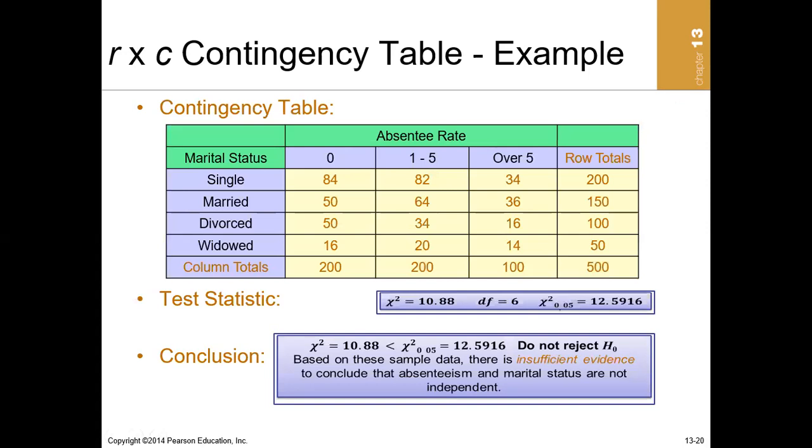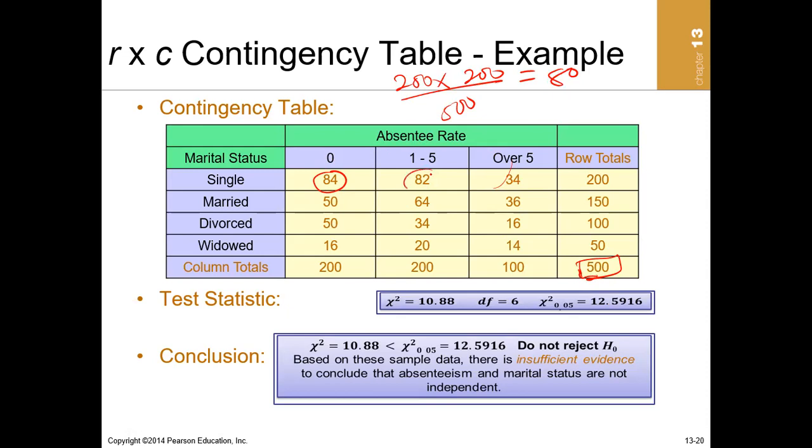So let's look at the contingency table. All right, so here, there are a lot of rows and columns, okay? Remember, the categories for the marital status are single, married, divorced, and widowed. Then for absenteeism rate, we have 3 categories, all right? Now, remember that if I want to find the expected value of this 84, the formula is row total times column total divided by the total sample size, all right? So if I want to get it for 84, row total is 200, column total is 200, then the total sample size is 500. So when you solve, you get 80, all right?